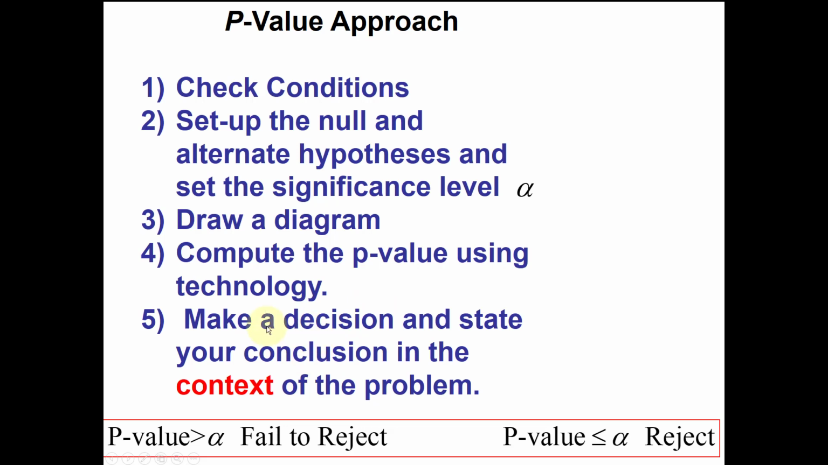Prior to stating your conclusion in the context of the problem, you make a formal decision. If your p-value is greater than your level of significance, you fail to reject. If your p-value is less than or equal to your level of significance, then you do reject.